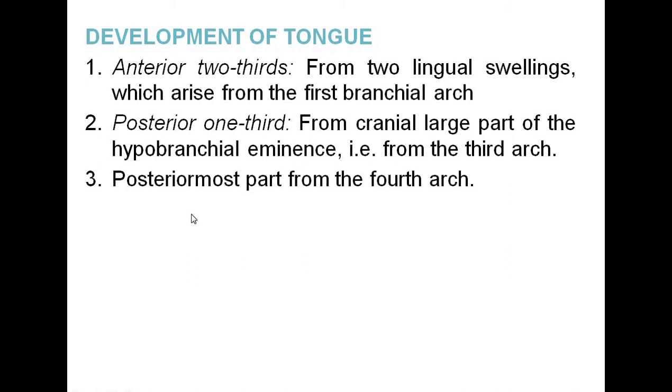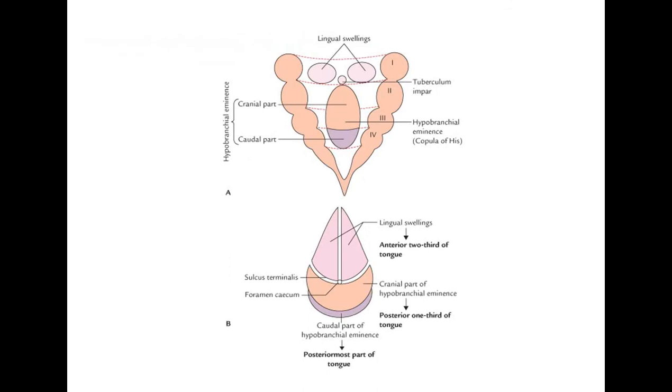The anterior two-third part of the tongue is developed from the two lingual swellings, which arise from the endodermal thickenings present at the floor of the first branchial arch. The posterior one-third part of the tongue is developed from the cranial large part of the hypobranchial eminence, which is mainly an endodermal thickening of the third arch, and that is called the copula. The posterior-most part is developed from the fourth arch, which is the caudal part of this hypobranchial eminence.